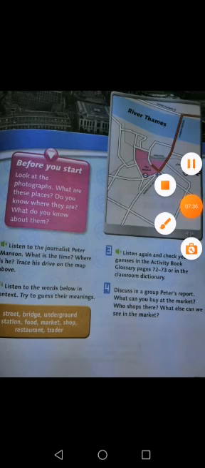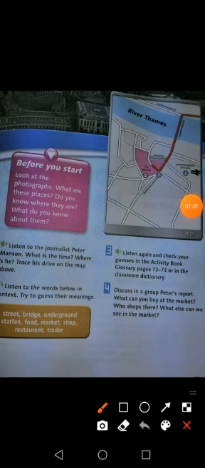3. London Bridge train and underground stations are on our left. London Bridge train and underground stations are on our left.